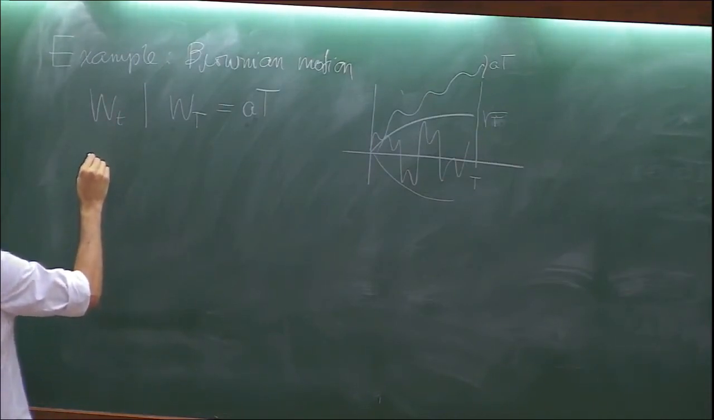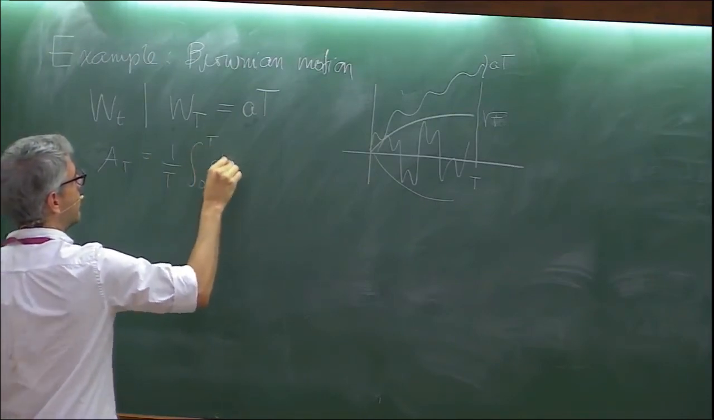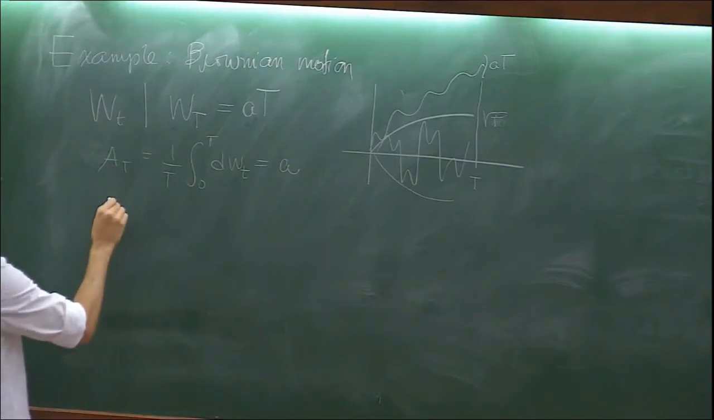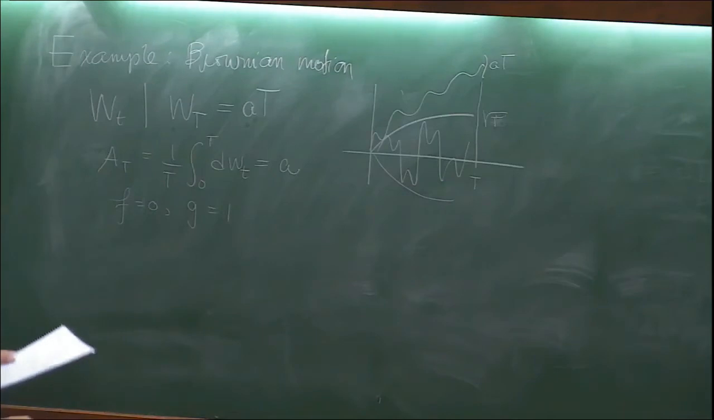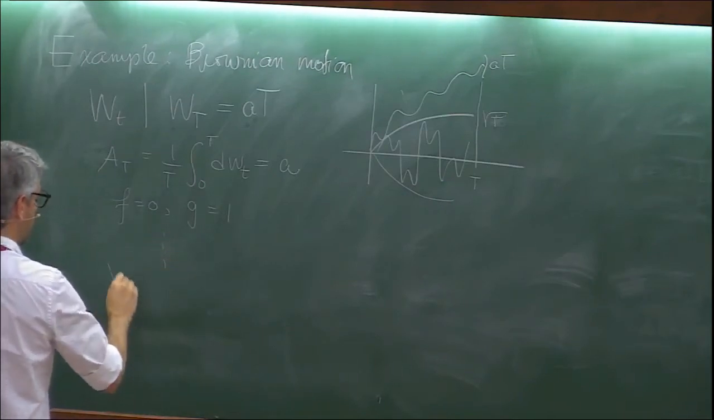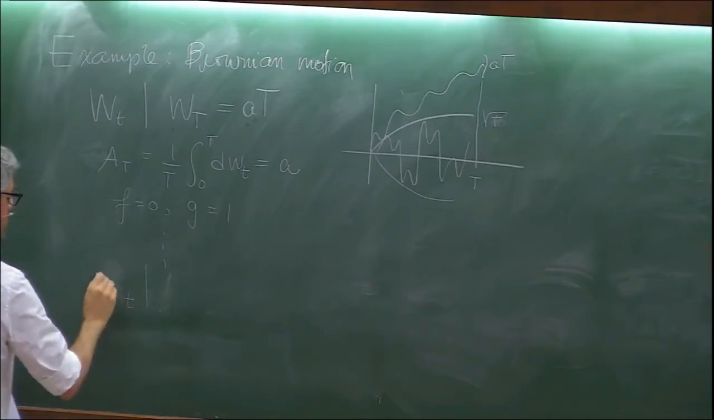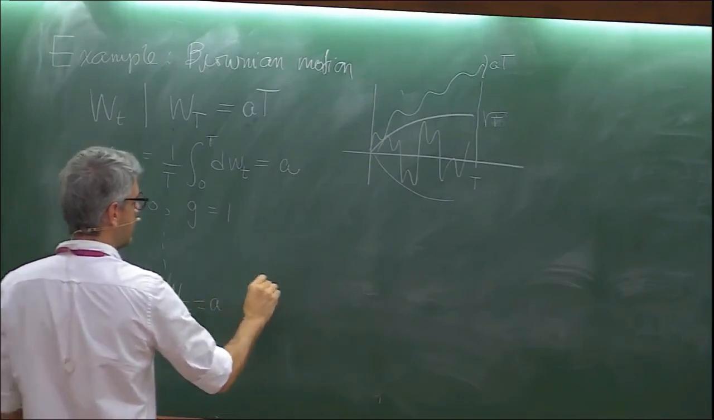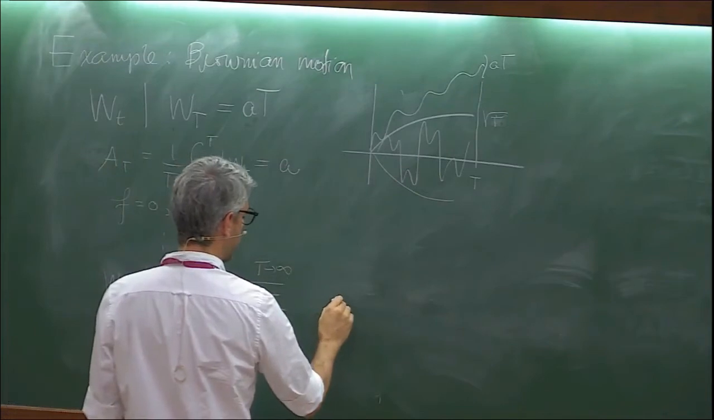So you can see this also in the sense that the observable in this case is 1 over t, integral of the Brownian motion is equal to a. Okay, so what do I have here? I have f equals 0, and I have g equals 1. I can do all the calculation, and what you get is that the conditioning on W_T equal to A is asymptotically equivalent to a drifted Brownian motion.